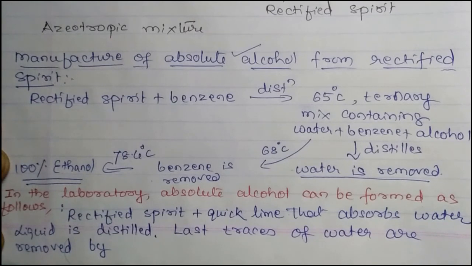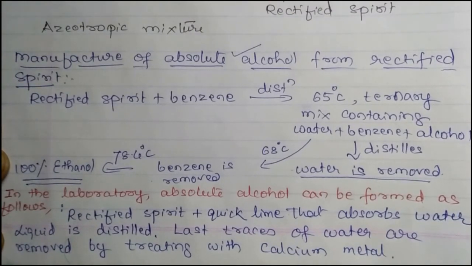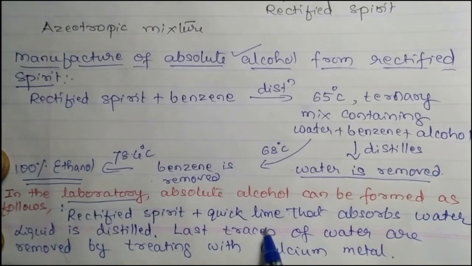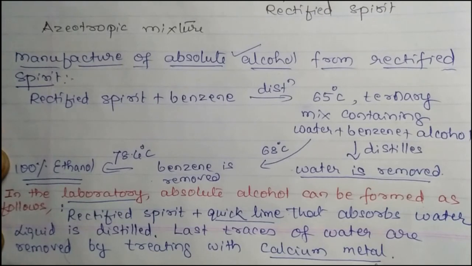treating with calcium metal. This is how we can prepare absolute alcohol in the laboratory. First, a small amount of water is removed by adding quicklime, and the last traces of water are removed by treating with calcium metal. This is the preparation of absolute alcohol in the laboratory.